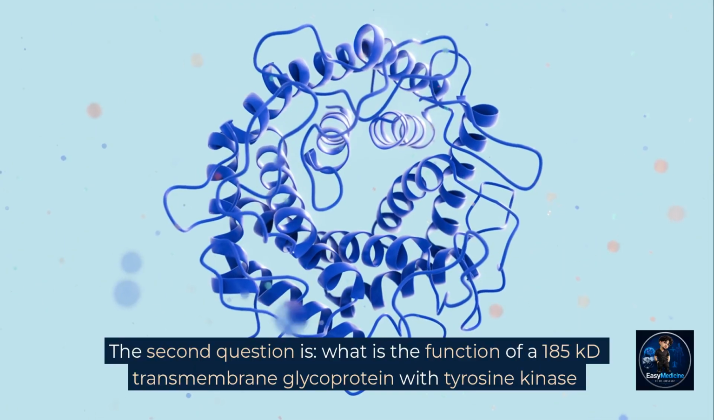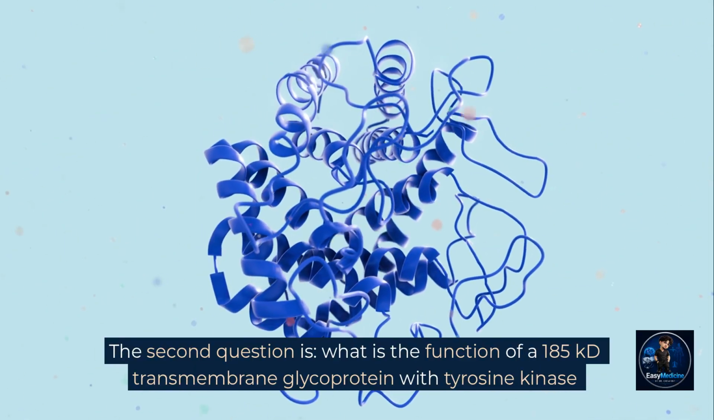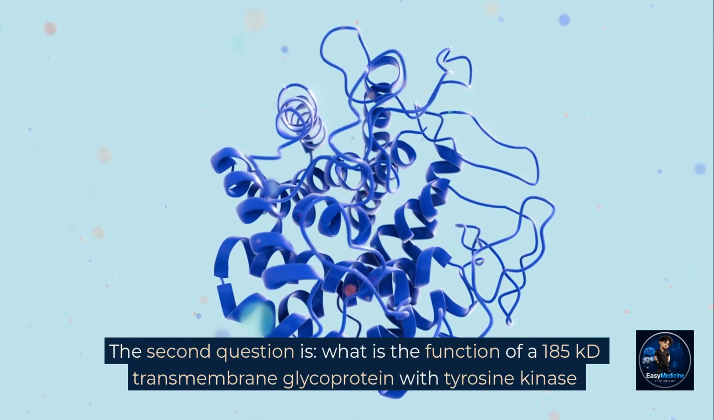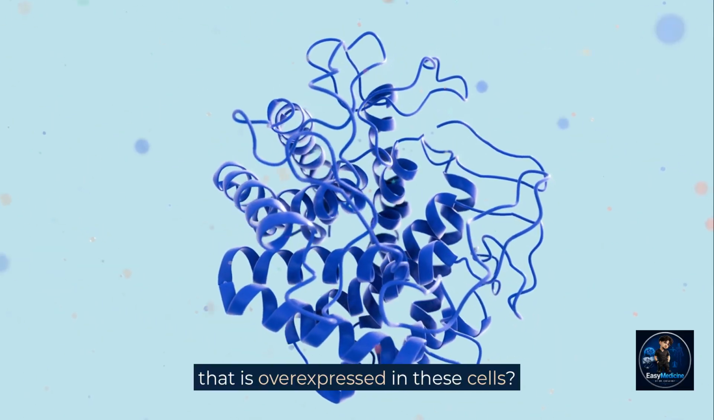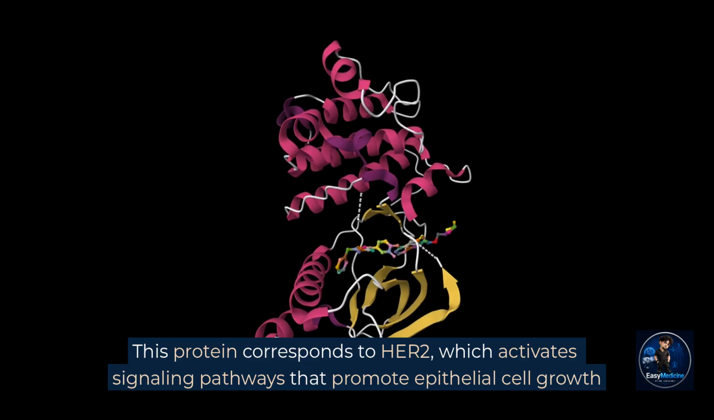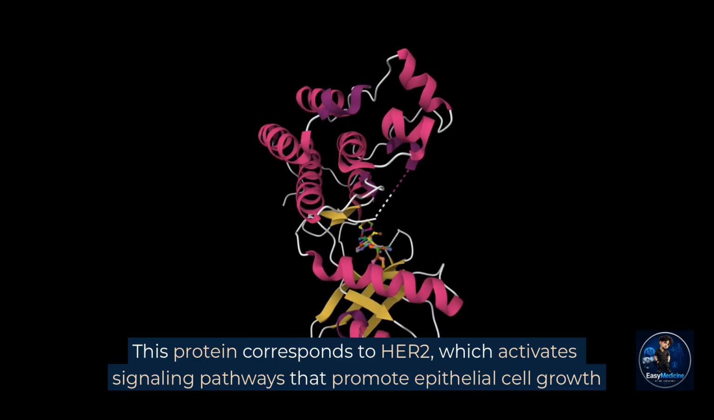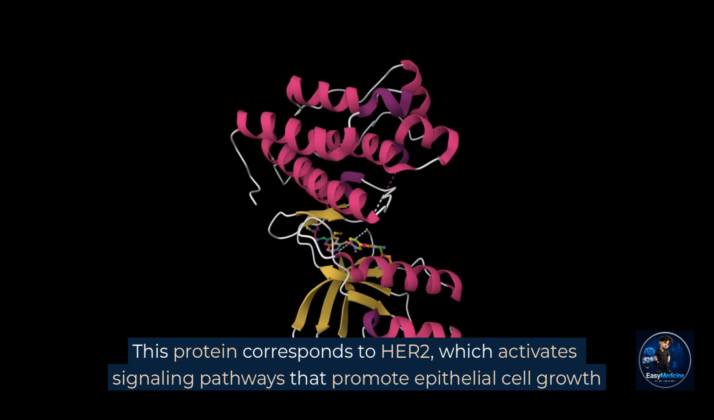The second question is, what is the function of a 185 kD transmembrane glycoprotein with tyrosine kinase activity that is overexpressed in these cells? The correct answer is increased cell proliferation. This protein corresponds to HER2, which activates signaling pathways that promote epithelial cell growth and survival.